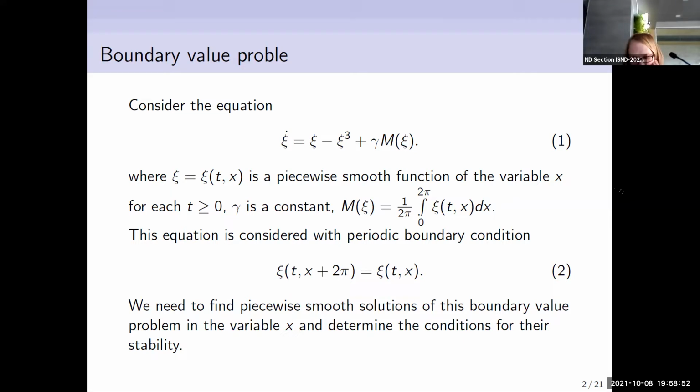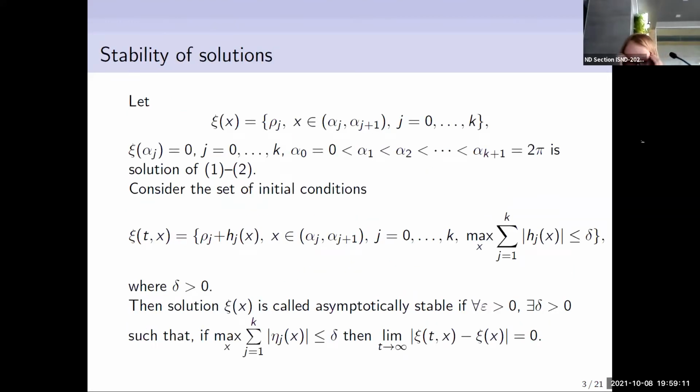So this boundary value problem is the quasi-normal form of one system of spatially distributed differential equations in the case when the matrix of the linearized system has a simple zero eigenvalue. First we need to define the stability of solutions. Let C of x be a function that on the interval from alpha g to alpha g plus 1 is equal to some constant rho g and equals 0 at the point alpha g. And this function is a solution of our boundary value problem.